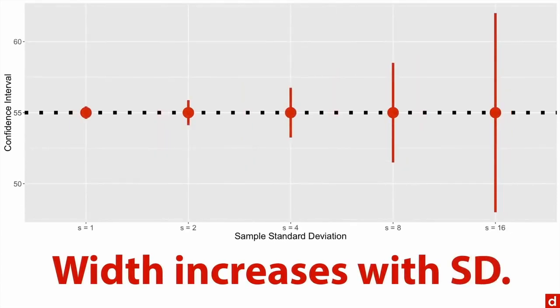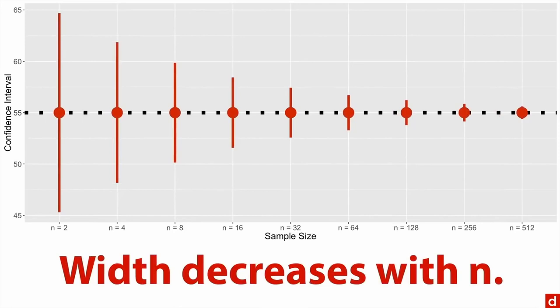Next one is standard deviations. As the sample standard deviation increases from 1 to 16, you can see that the interval gets a lot bigger. And then we have sample size going from just 2 up to 512. I'm doubling it at each point. And you can see how the interval gets more and more and more precise as we go through.